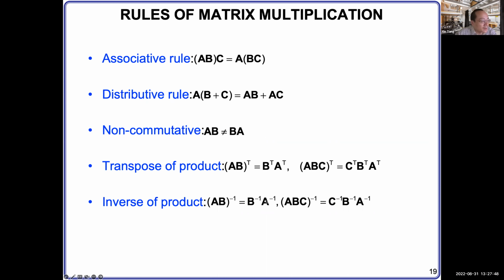A inverse times B inverse is not equal to A inverse times B inverse. It's not equal. Okay, so this is very unique. It's not like a scalar. With scalar multiplication you can change the sequence, but with matrices you cannot.